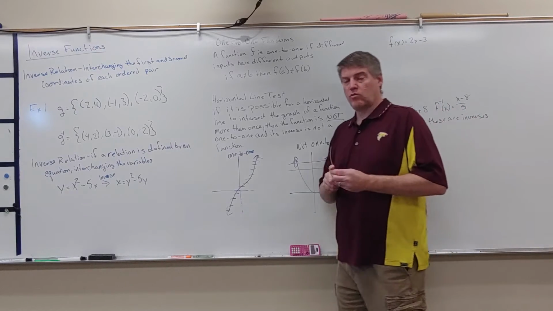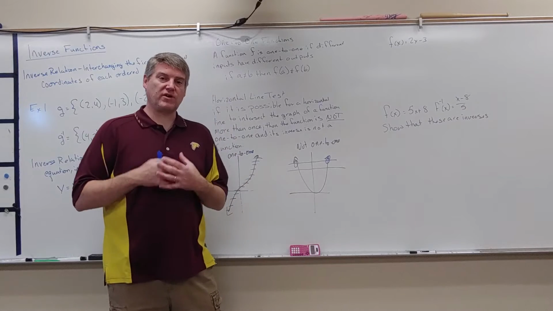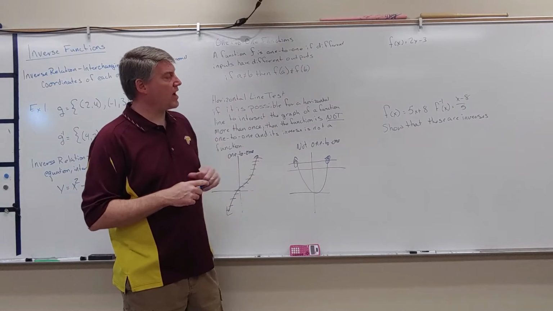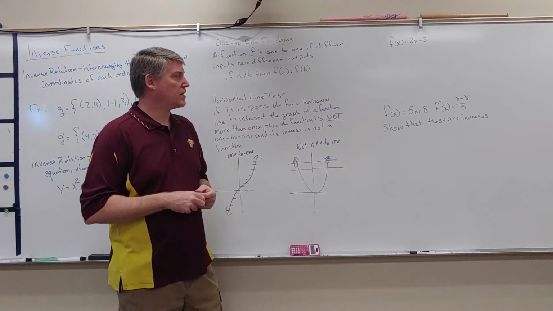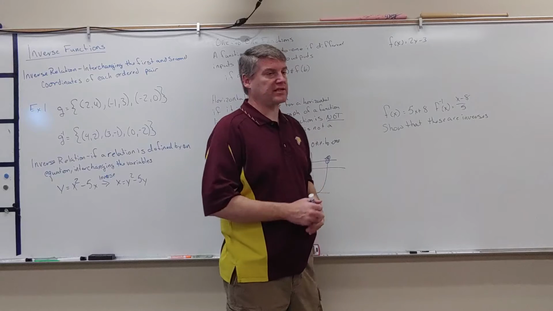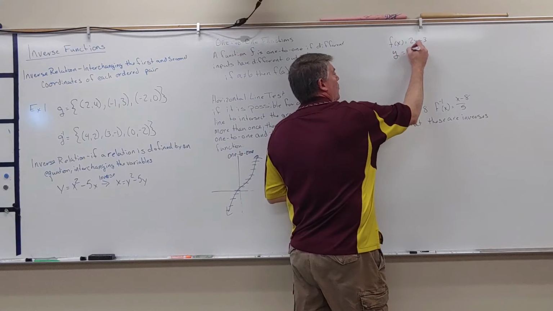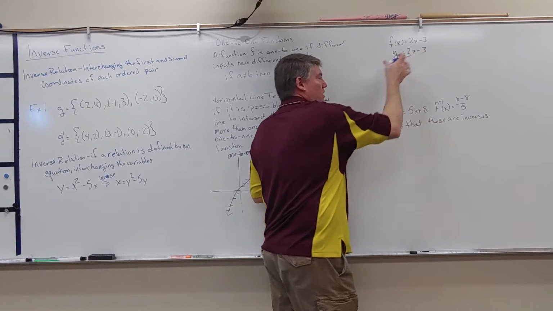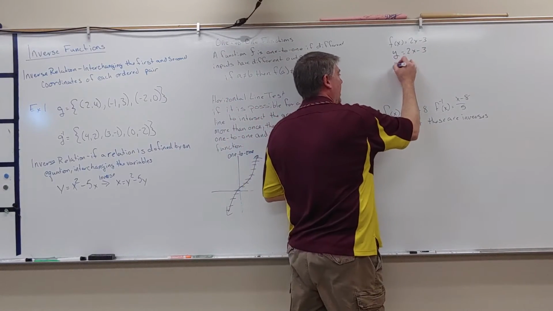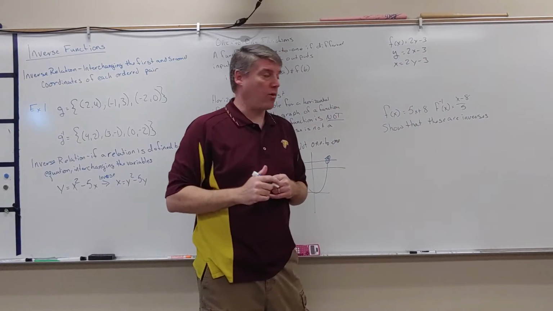Okay, so we've talked about inverses quite a lot, and we've talked about how to find the equation for it. So if I have f of x equals 2x minus 3, remember f of x is the same thing as y. y equals 2x minus 3. What I'm going to do is interchange my x and y. x equals 2y minus 3, and now I'm going to solve for my new y.